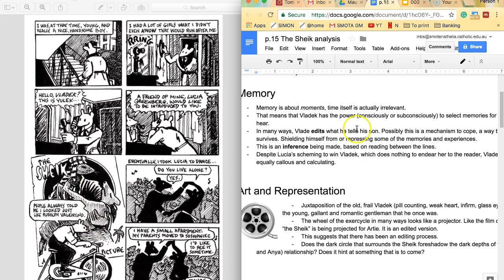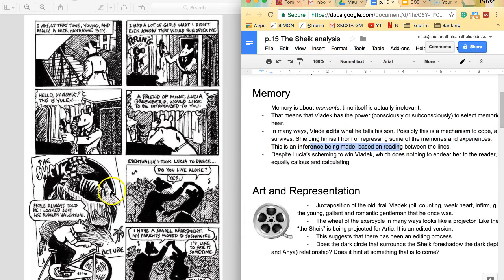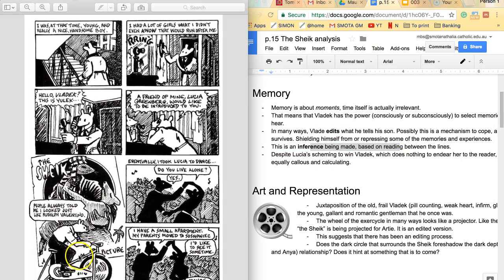But also interesting in terms of back here, we made a point, or I made a point about inferring from the tone. You might also make an inference about the fact that Vladek has interrupted the story that he's telling to tell Artie who he looked like and give him an example. So what do you think that says about Vladek?